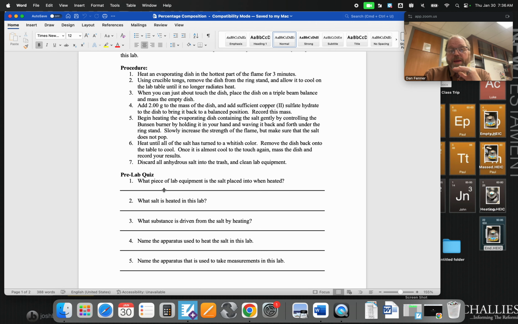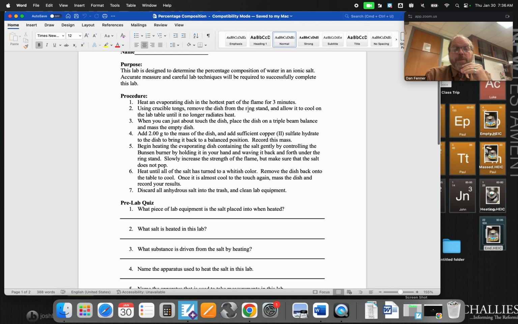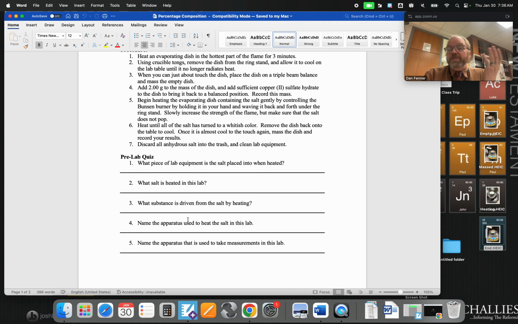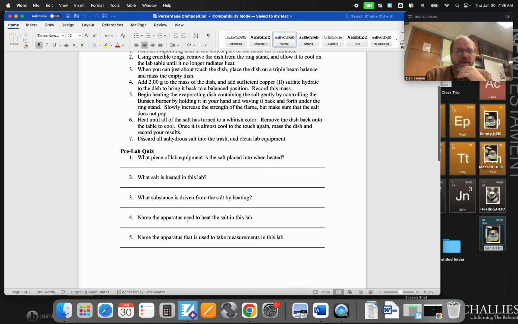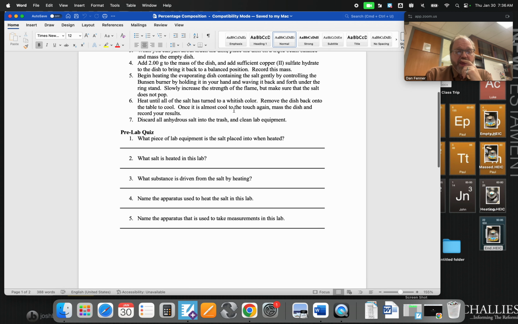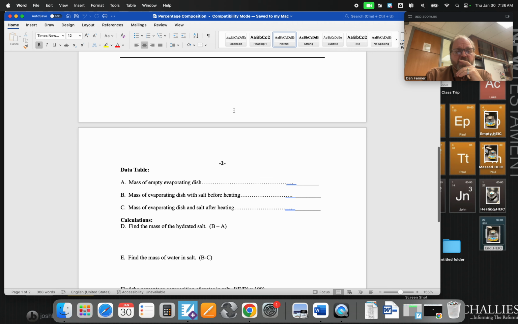Now, I had pre-lab questions. The lab equipment that the salt was heated in: that's an evaporating dish, right here. What salt is used? Remember, that's copper 2 sulfate. The substance that's driven away when heating, hopefully you know that was water. What we use to heat in the lab is a Bunsen burner. I told you it was going to be a hot plate. And the apparatus to take measurements is an electronic balance. All right, so here we go.